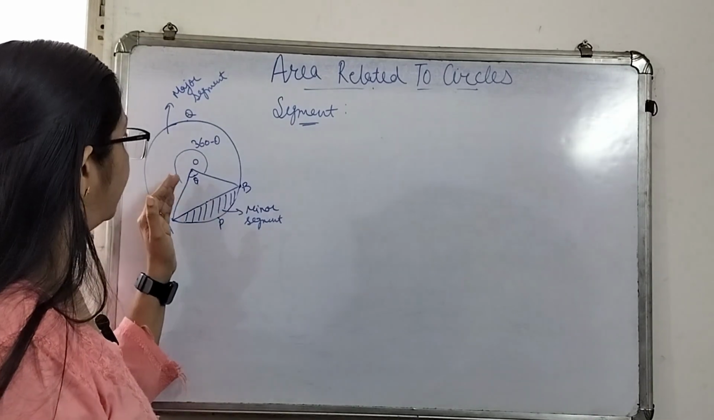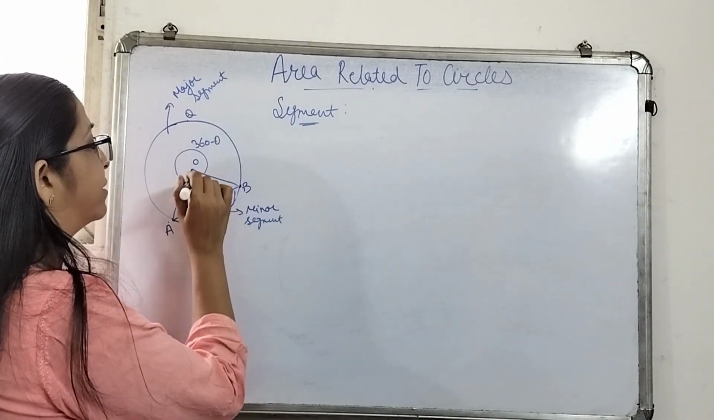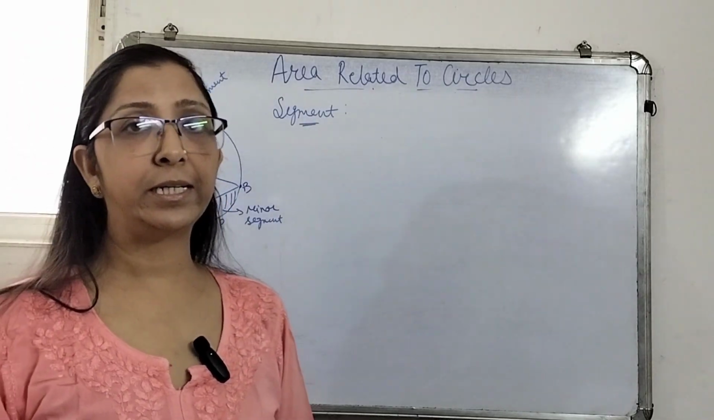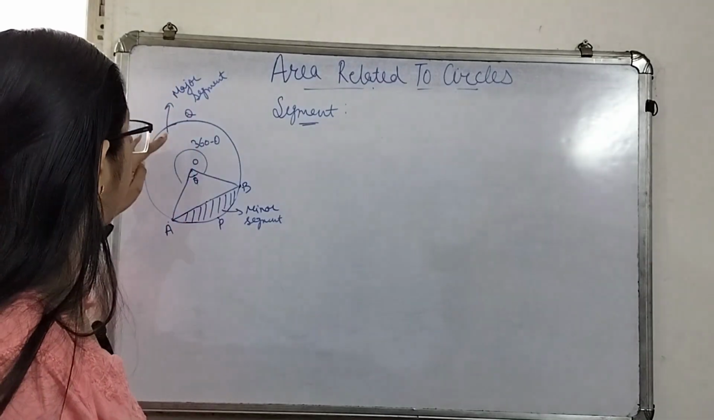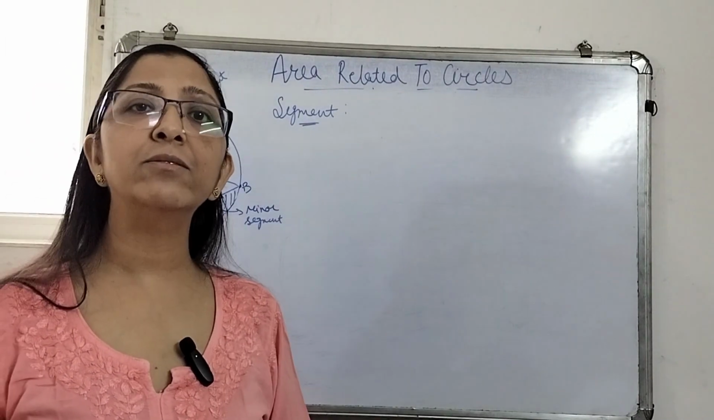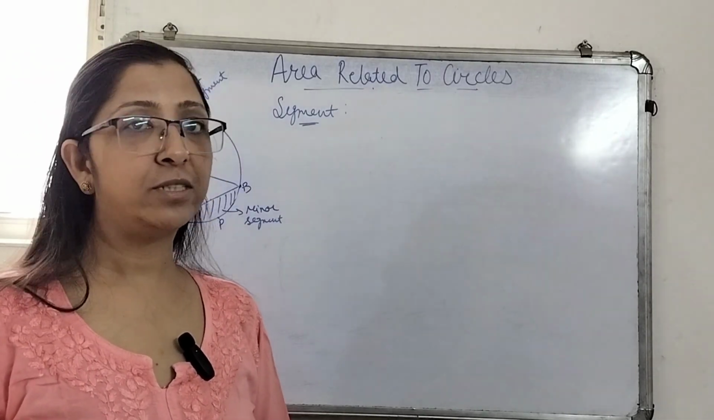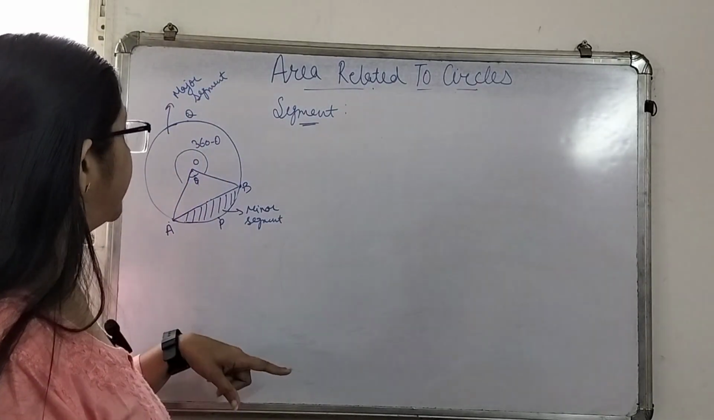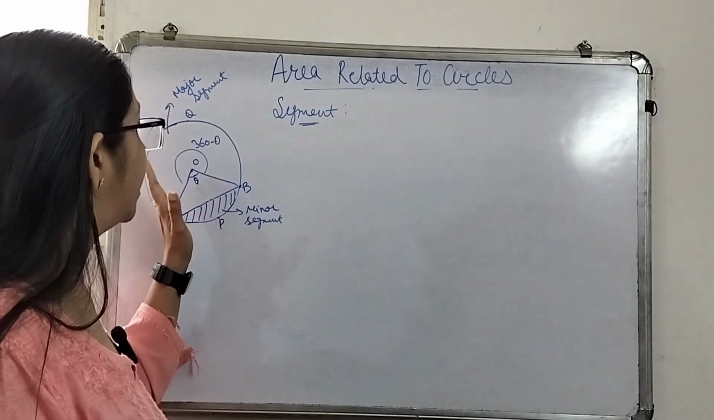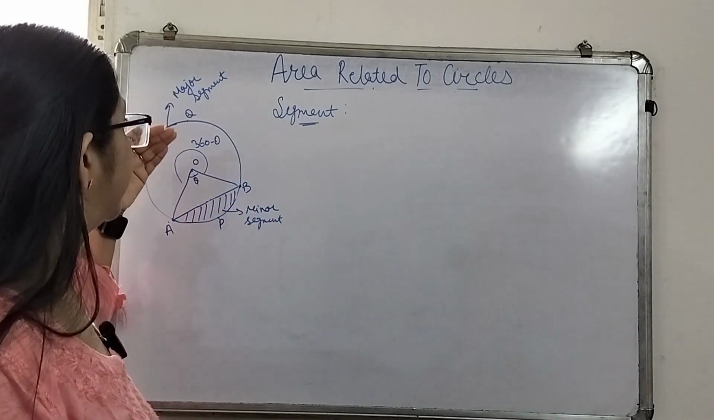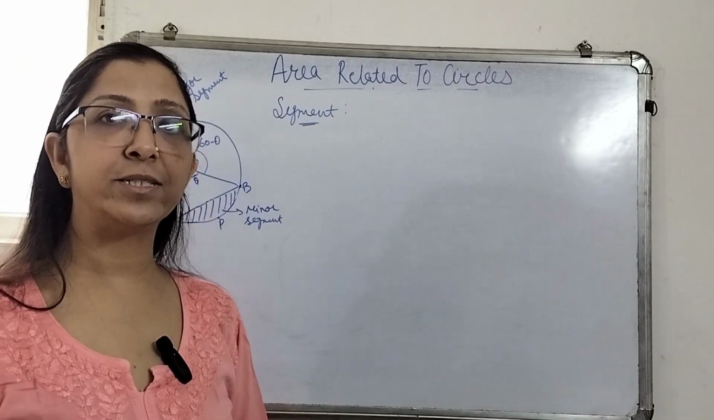But one more way we can say this is minor segment and this is major segment. If your central angle is less than 180 degree, then we say it to be a minor segment, and if the angle at the center is more than 180 degree, we say it to be a major segment. Similarly for the sector, if the central angle is less than 180 degree, then it will be a minor sector, and if the angle at the center is more than 180 degree, then we say it to be a major sector.